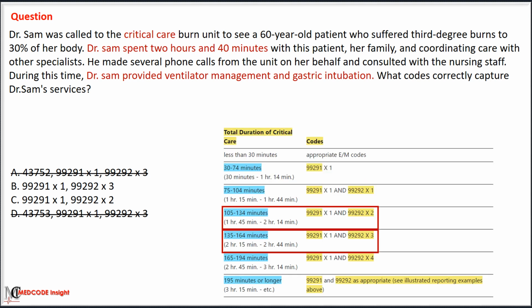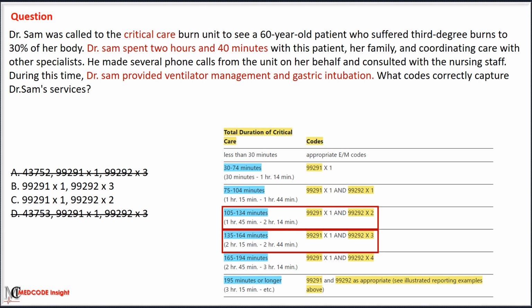Since the doctor spent 2 hours and 40 minutes with this patient, we will use the table in the CPT book on page number 25 to select the correct code based on the time. Code 99291 with 2 units of 99292 is used when the time range is 1 hour and 45 minutes to 2 hours and 14 minutes.